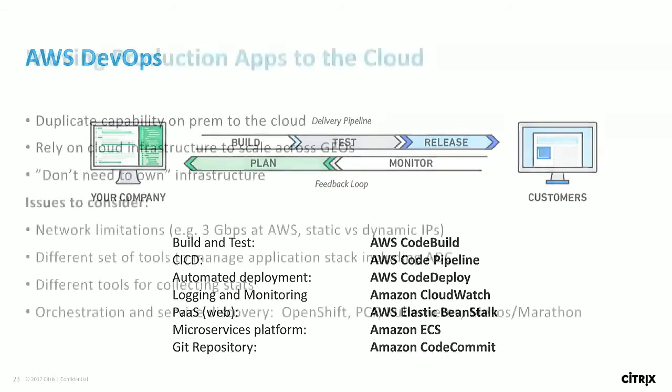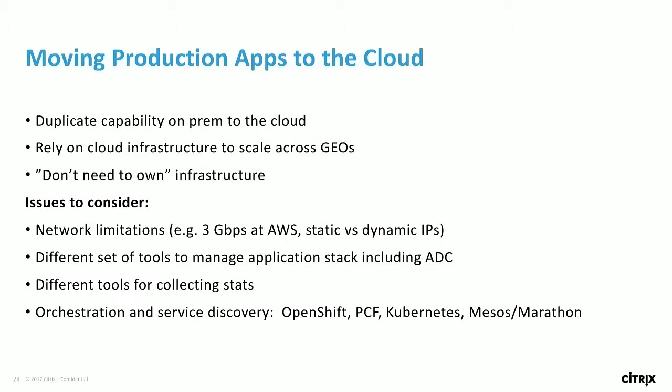As you create more production environments in the cloud, I think it's important that you really take a step back and look at how you would build this. Because now you're duplicating capacity or capability on-prem in the cloud, and you need to rely on the cloud infrastructure across multiple geographies. And since you're not owning infrastructure, it's a different ballgame here.